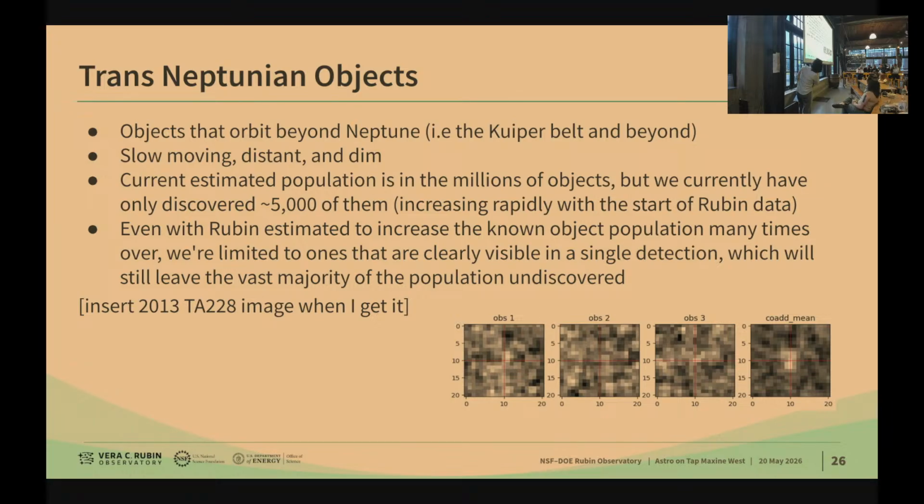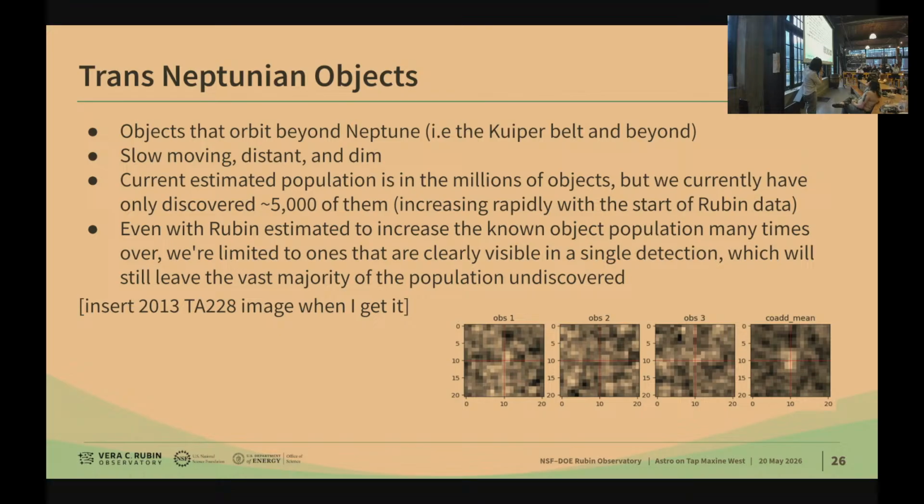So the big problem with finding trans-Neptunian objects is that they're very dim, they're very slow moving, and they're very far away. I have this little image that kind of shows the problem. In observations 1, 2, and 3, which are the single frame observations, you cannot really actually see the object. So that kind of sucks. How do we find objects where you can't see it in a single frame?